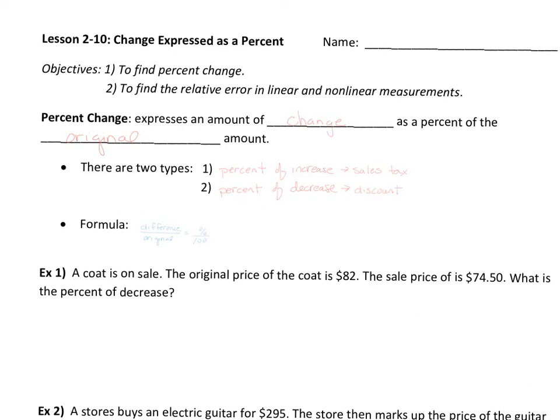Okay, we're going to be starting lesson 210 today. What we're going to be studying is different percentages. We're going to try to find the percent of change, and then we are also going to be looking at what's called relative error. All right, so the first thing we're going to study is percent of change.